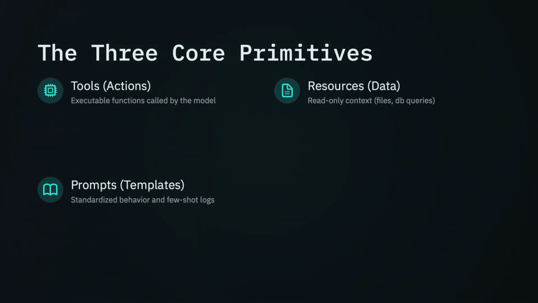Tools represent executable actions the model can call, like querying a database or executing a shell script. Resources are read-only data sources that feed raw files, Slack logs, or Git histories into the model's context window. Prompts are predefined templates that help guide the model's tone and instructions, standardizing behavior across different clients.